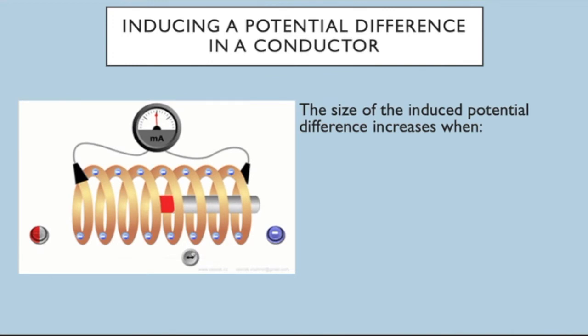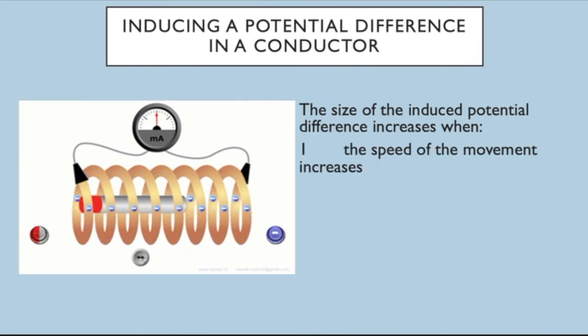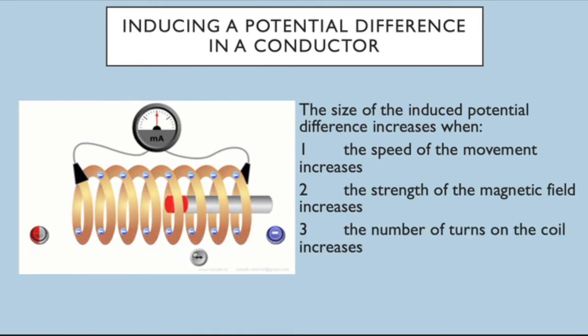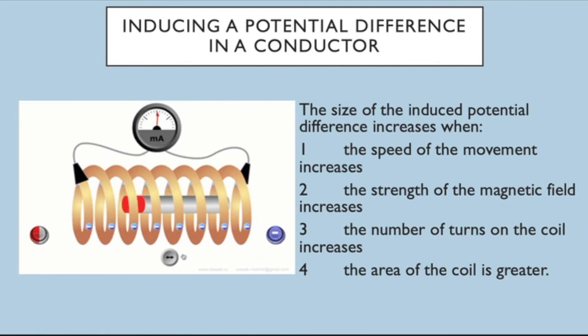The size of the induced potential difference increases when the speed of the movement increases, the strength of the magnetic field increases, the number of turns on the coil increases, or the area of the coil is greater. So in 3 and 4, you're increasing the amount of wire that is in the magnetic field. For there to be more induced potential difference when the area of the coil is greater, the magnetic field has got to be strong enough so that the field lines will cross the loops of the conductor.